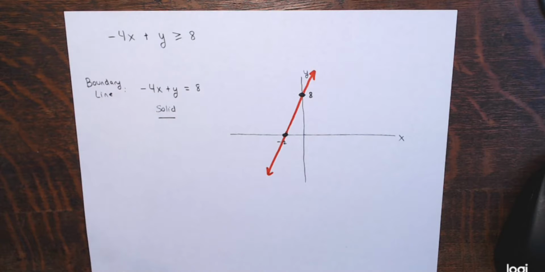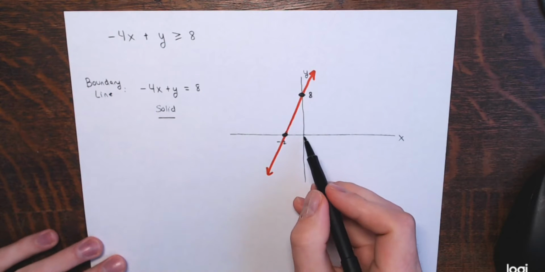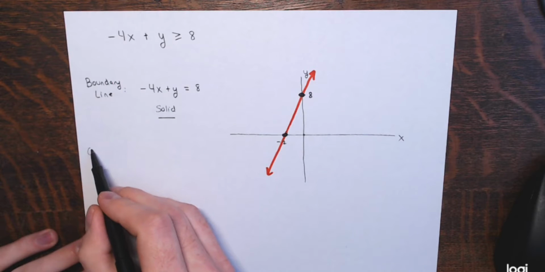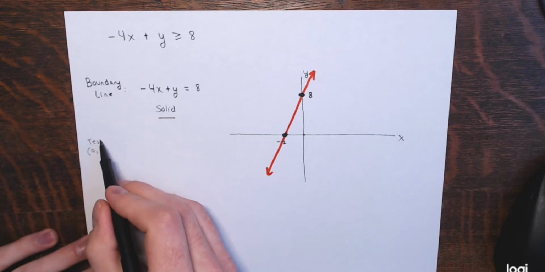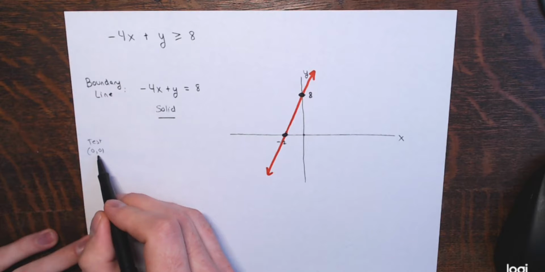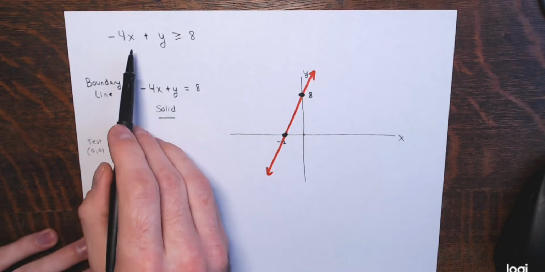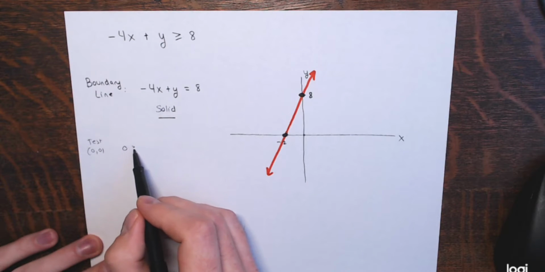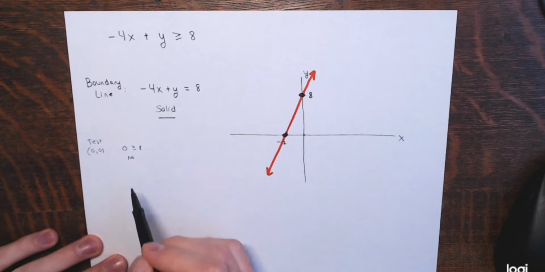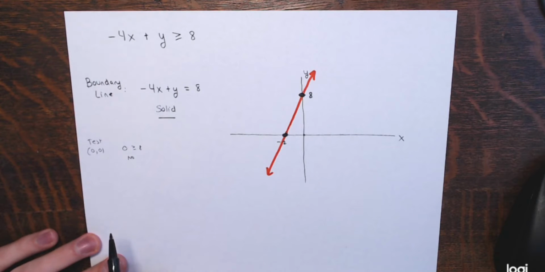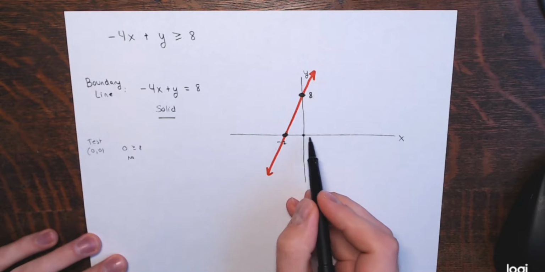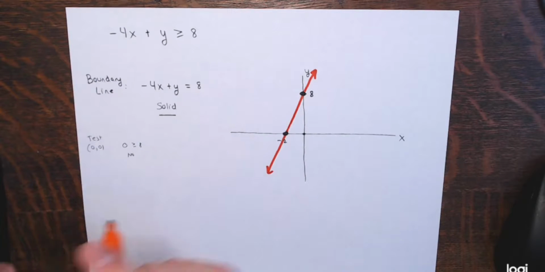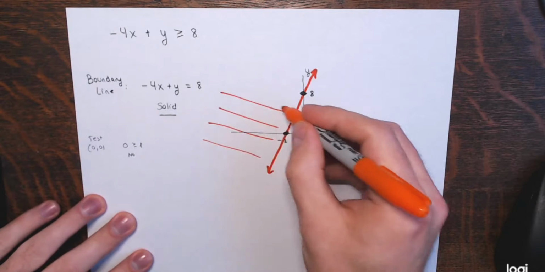And then you pick a point that's not on the boundary, and once again the origin is an easy one. So if I test 0, 0, again, it doesn't have to be 0, 0, right? You can pick any point that's not on the boundary, but usually the origin's pretty easy. The left side will be 0. Is that greater than or equal to 8? No. 0 is less than 8. So the side with the origin is not the side with the solutions. It's the other side, the side above the line. All right, and there's your picture.